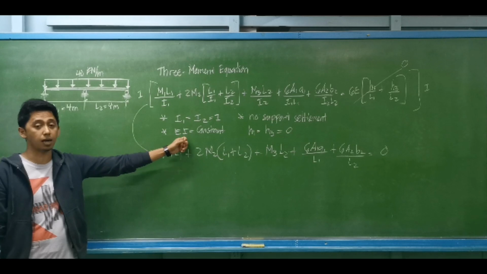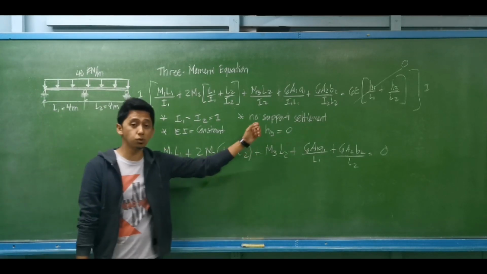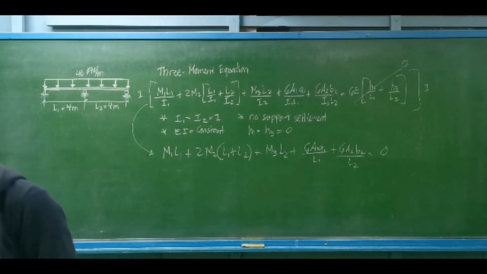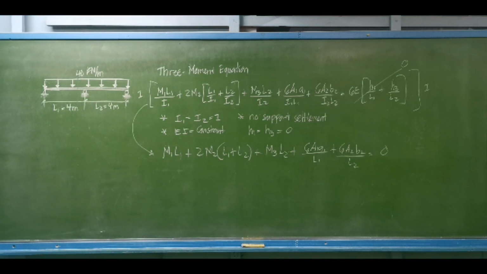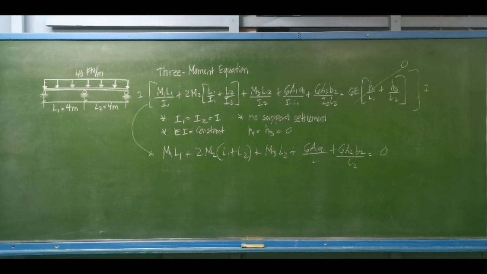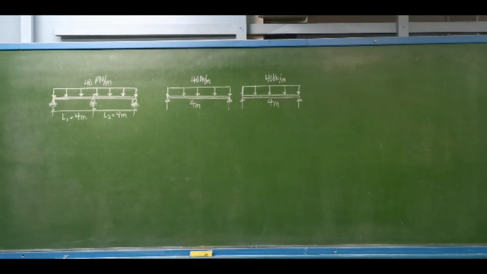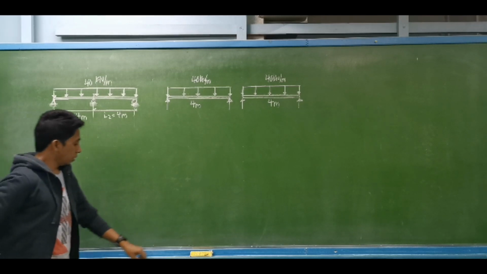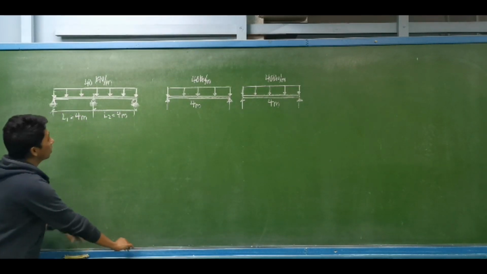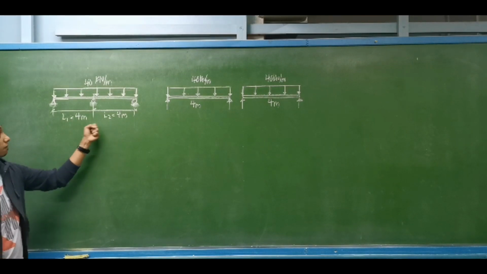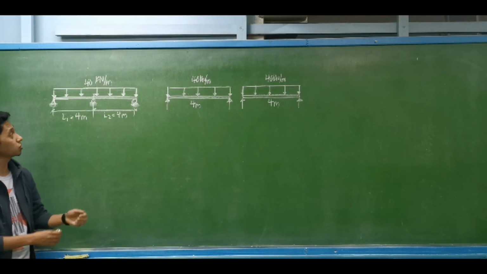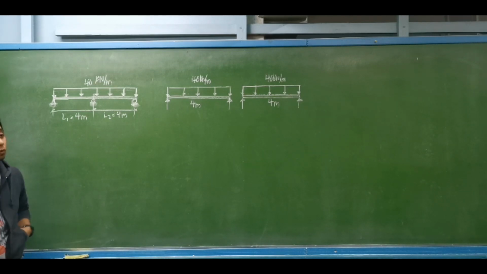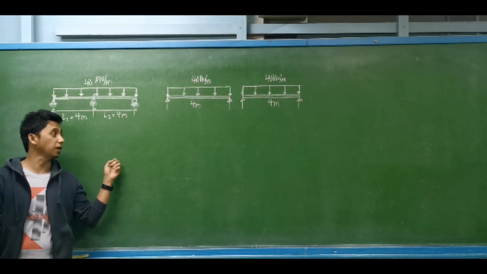So assuming that EI is constant and no support settlement. For example, we have this beam, 8 meters with 4 meters per span, continuous. It is loaded with 40 kilonewtons per meter. We are required to draw the shear and moment diagram.